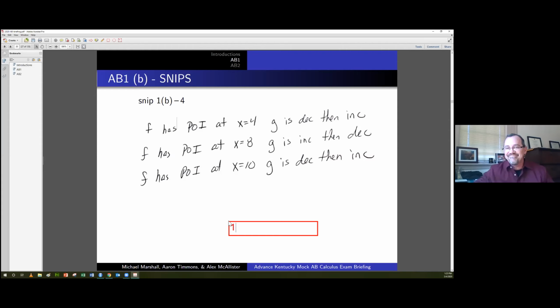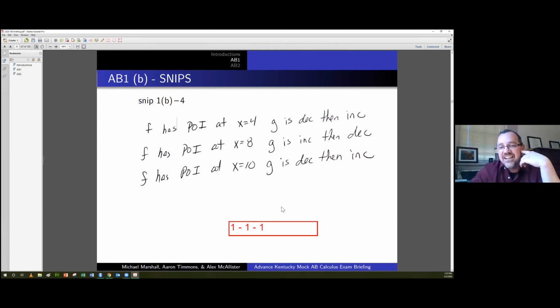All right, on this one, you can see how they have separated them out. So you have to check, is the G decreasing and increasing at 4? Yes. At 8, increasing and decreasing. And then they've thrown in 10. And we've shown a little grace. We're going to ignore the 10 as long as they justify it correctly. And they did. G is decreasing and increasing. So we're just going to ignore that. They didn't say anything wrong. It's a 1, 1, 1.